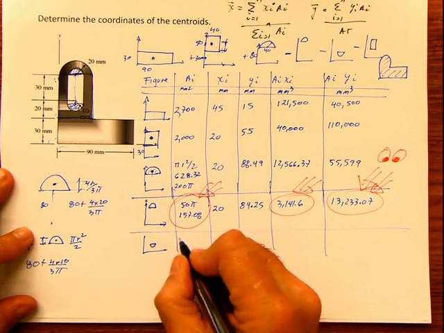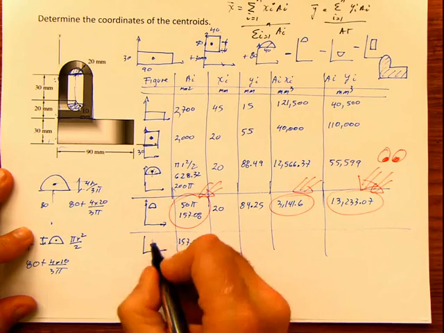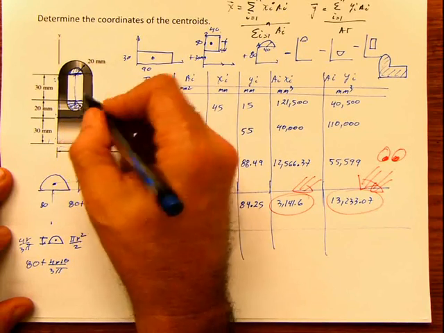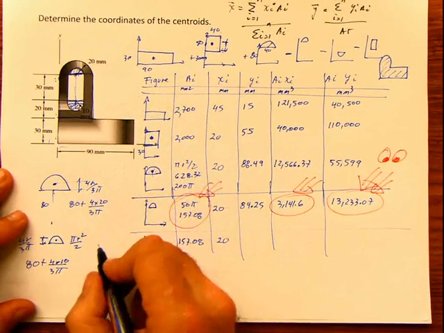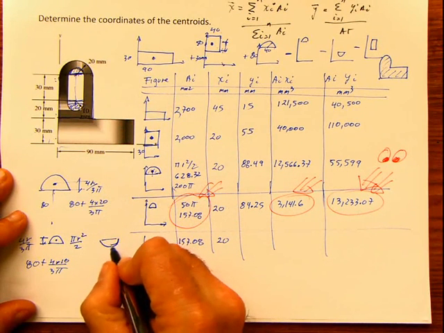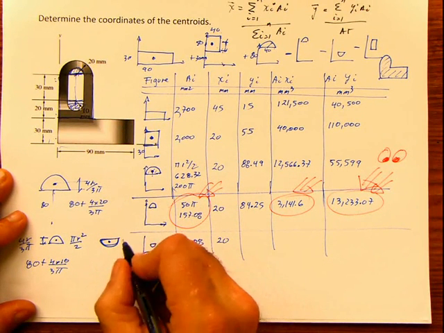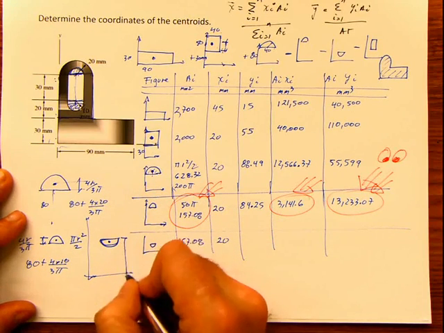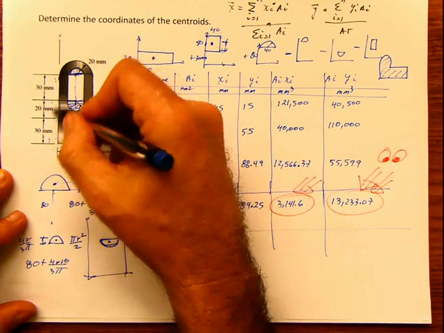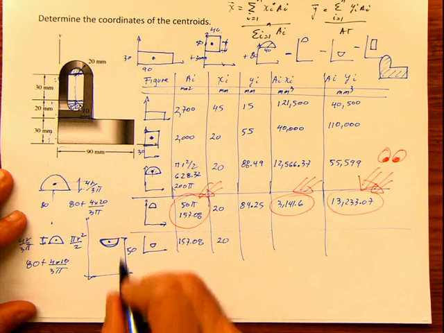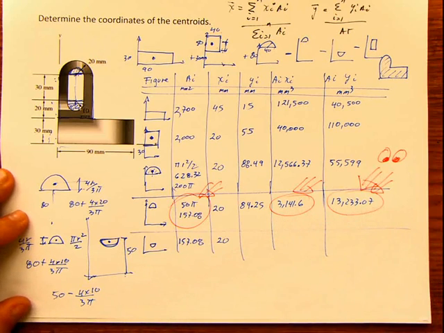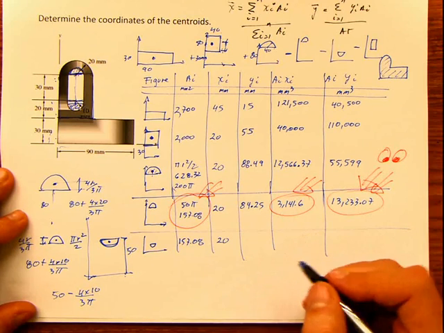Now the next one is the bottom part, which is basically the same shape with the same area, with the same X location, but the thing that changes is the Y location. Because if you look at this shape now, the 4r divided by 3 pi is the same, but the distance from my axis, remember my axes are here now, this part is 50. So for this one in particular, it's going to be 50 minus 4 times r divided by 3 pi. And this is 45.75.